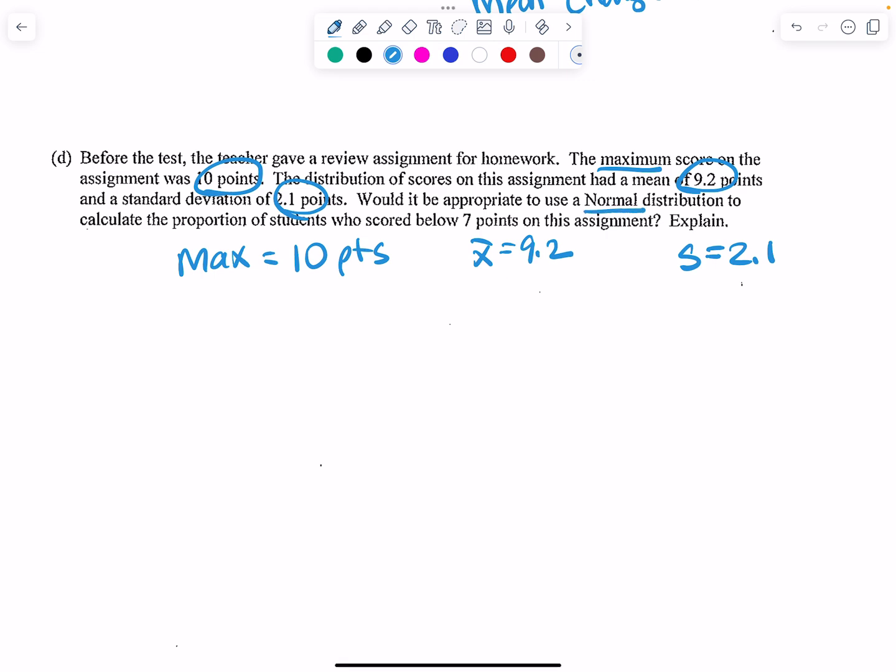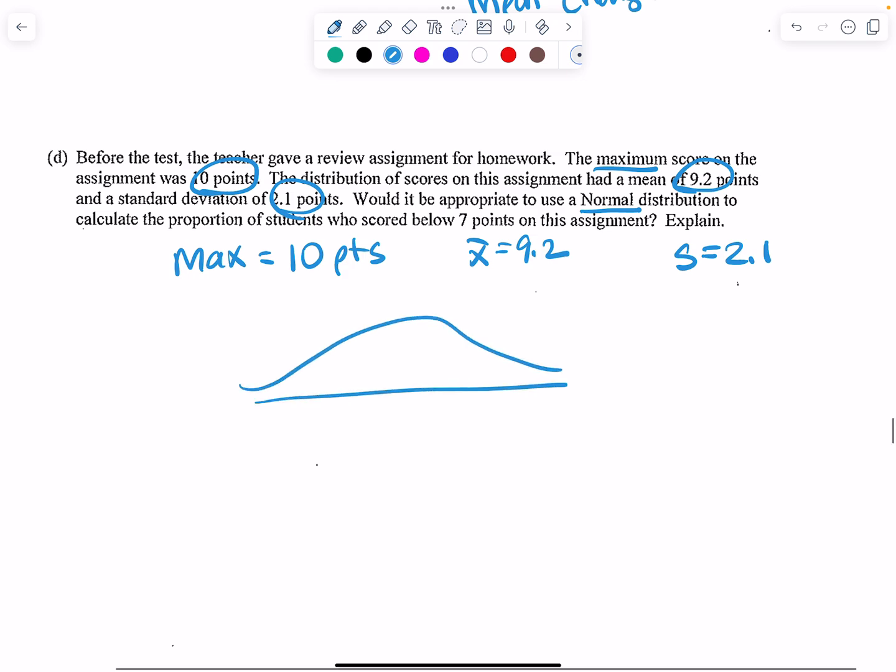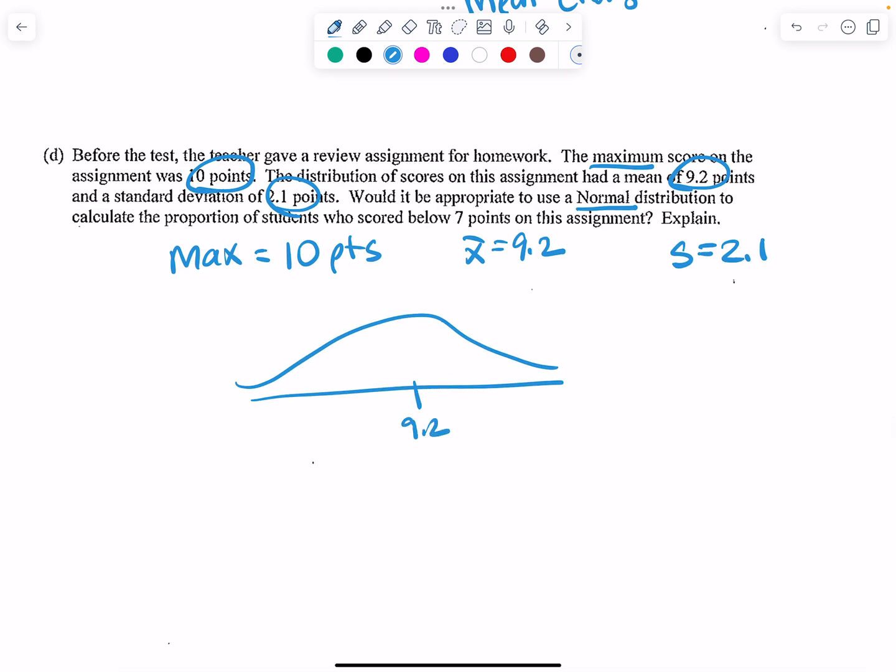Well, if it's normal, I know that this would be 9.2. And let's keep going. 9.2 plus 2.1 is going to be 11.3. Plus 2.1 is going to be 13.4. Plus 2.1 is going to be 15.5. So if it's normal, it's going to look something like this on the right side. I could do the same on the left, but I don't need to because it's talking about maximum points. So 10 is going to be somewhere right here.